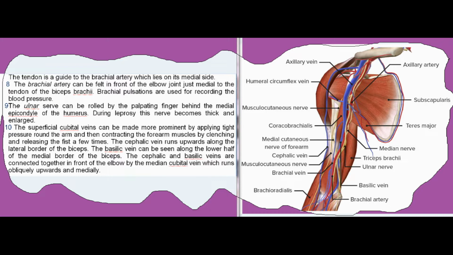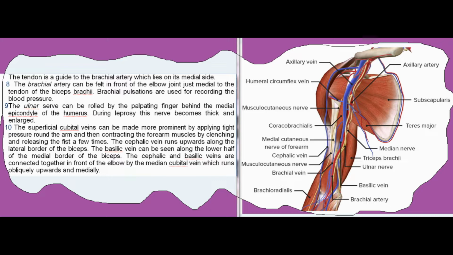8. The brachial artery can be felt in front of the elbow joint just medial to the tendon of the biceps brachii. Brachial pulsations are used for recording the blood pressure. 9. The ulnar nerve can be rolled by the palpating finger behind the medial epicondyle of the humerus. During leprosy this nerve becomes thick and enlarged.